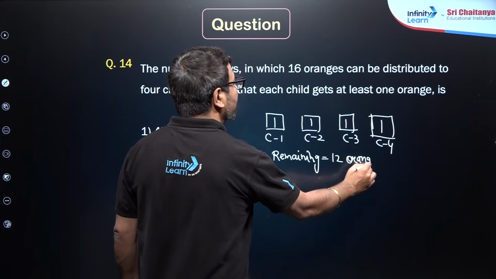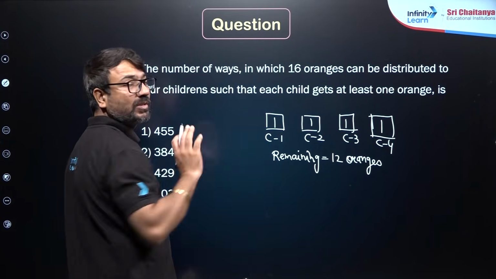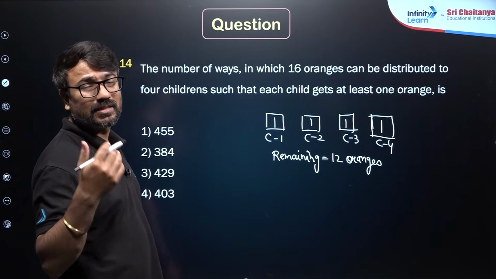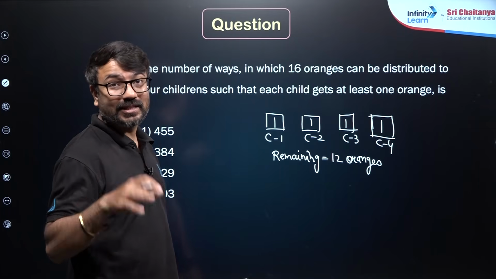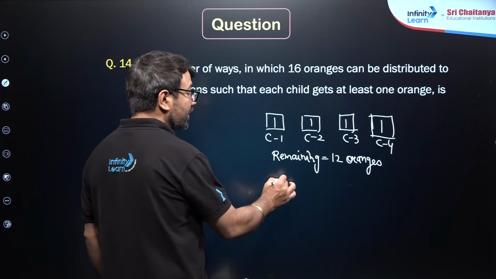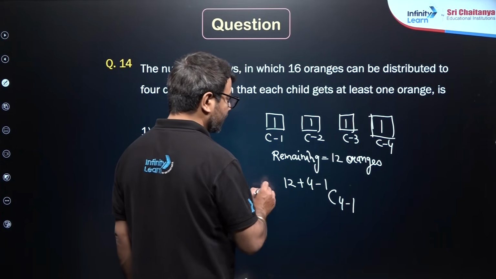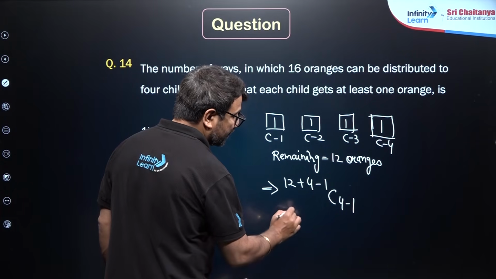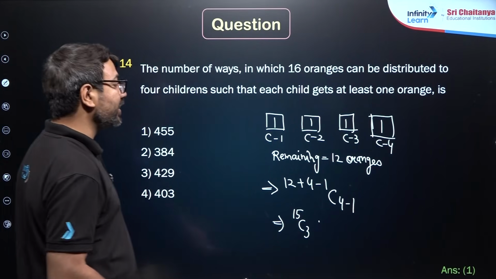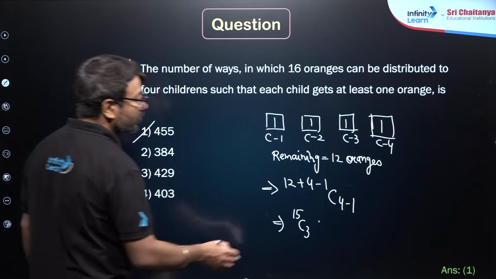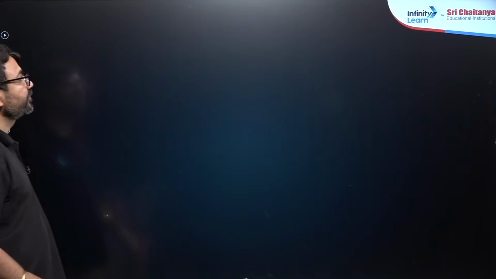oranges. Now by the beggar's formula, you have to distribute these 12 oranges to these 4 children such that the children may get 0, 1 or none. So it is n plus r minus 1 c r minus 1. This is the formula of the beggar's method. So it will be 15c3. If you simplify 15c3, my dear students, you will be able to get the result 455. 455 is given to you in the first option.